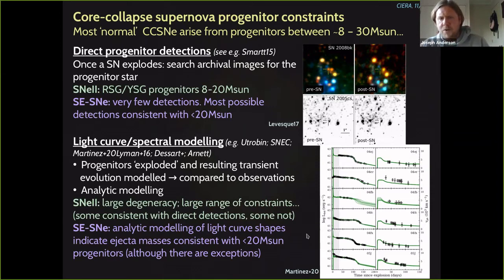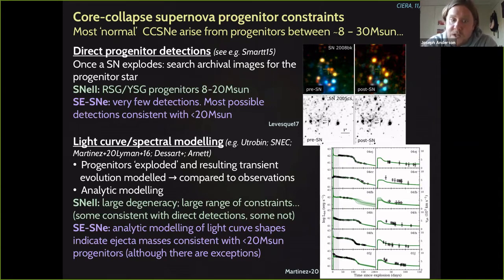We're working on a large sample of about 70 type 2 supernovae, where we model the supernovae in terms of their bolometric light curves and their velocities, and extract the physical parameters. This is something that's been done by many of us as well. And there are also various analytic prescriptions that one can apply to observations of the light curves to try and extract physical parameters. For type 2s, the problem here is you have a large degeneracy between various physical parameters and a large range of constraints by different groups.